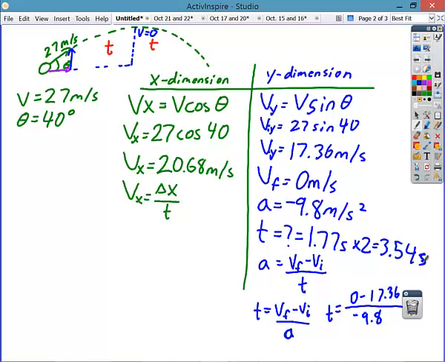Why'd you times it by 2 again? Because that's the time that it takes to go up and down. So I multiplied it by 2 because I found the time that it took to go up, right? Because I found the time that it took to get to V equal to 0. Then I multiplied by 2 to get the total. 3.54? Yep.